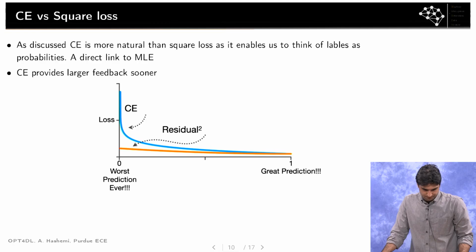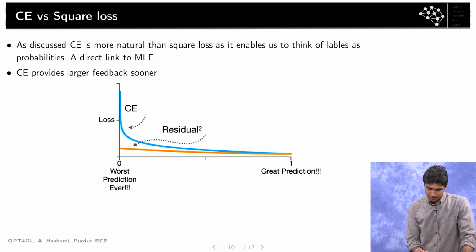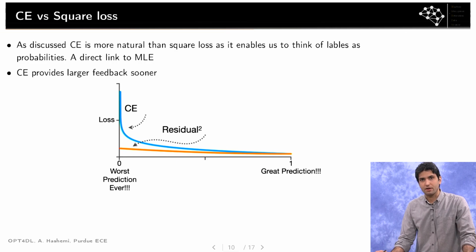Now, as I mentioned earlier, you can actually use a square loss for classification, but it is not natural or elegant because it doesn't correspond to the maximum likelihood estimation solution. It turns out that cross entropy also provides larger feedback sooner. So essentially, there is another reason why we may want to use cross entropy when learning classifiers.